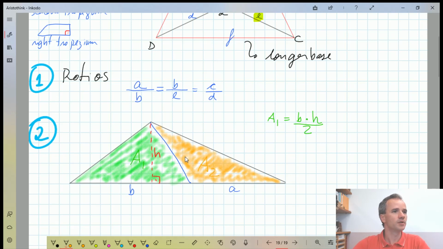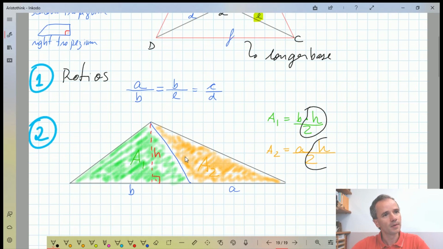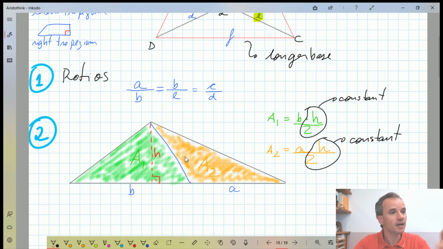So this is area 2. Area 2 is going to be A times the height divided by 2. But now, something interesting: you have to realize that these parts, for both of them, are the same. So this is going to be a constant, and this is also going to be a constant as well, and they are going to be the same. Why? Because they share the same height.